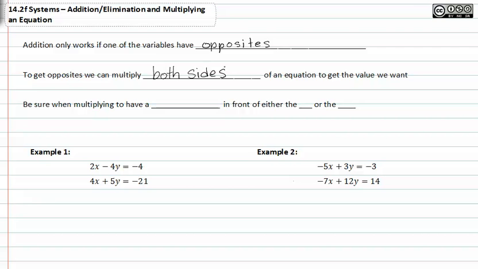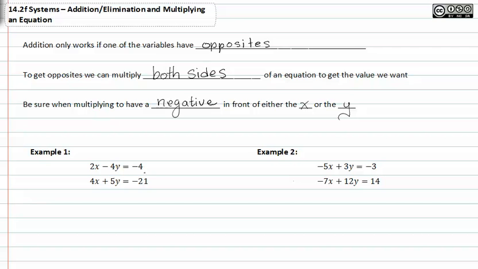Be sure when multiplying to have a negative in front of either the x or the y. This is important because we want to be able to subtract out one of the terms.